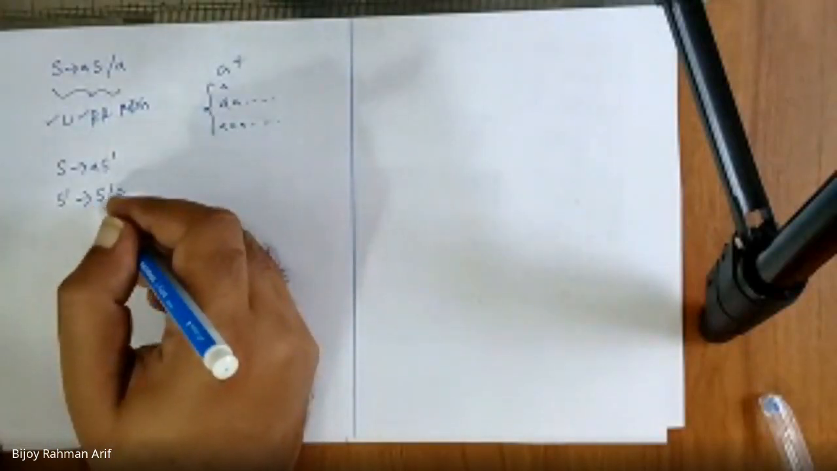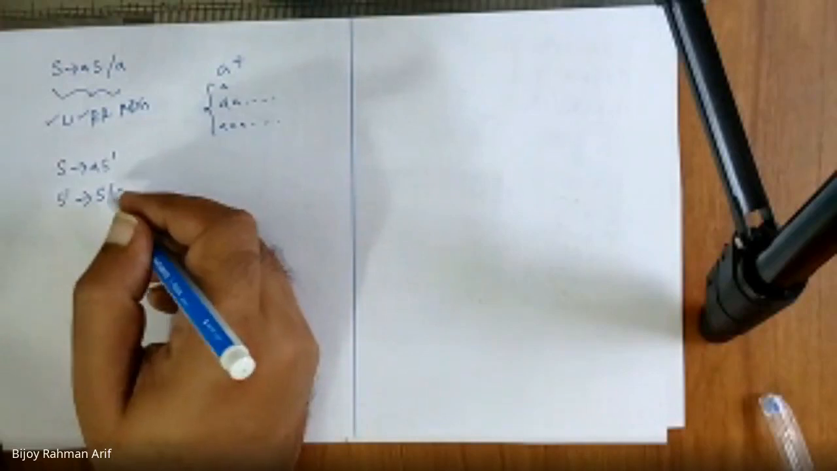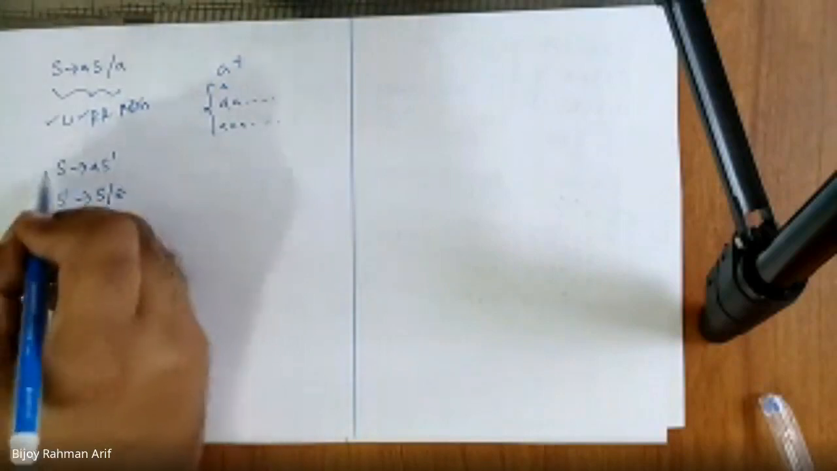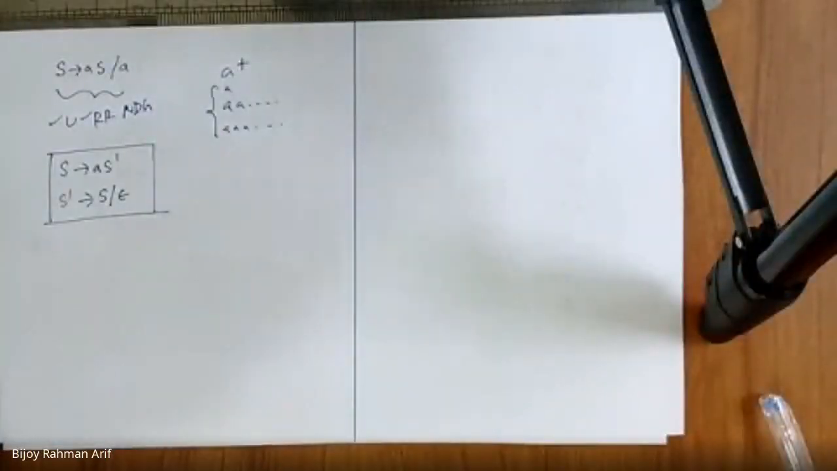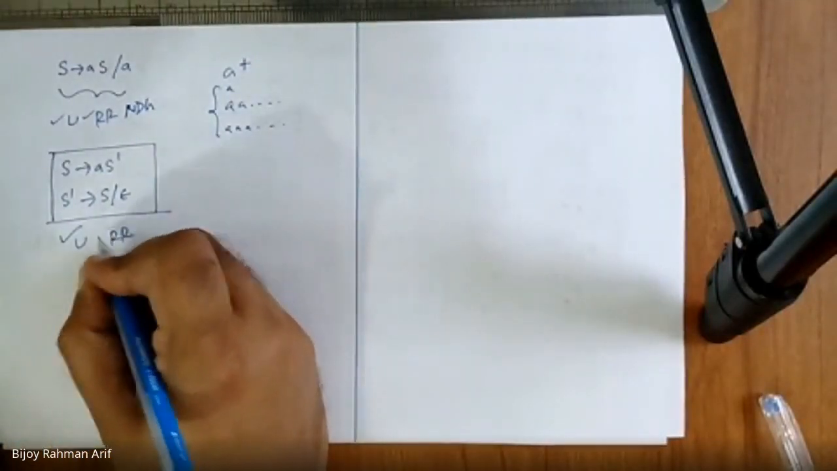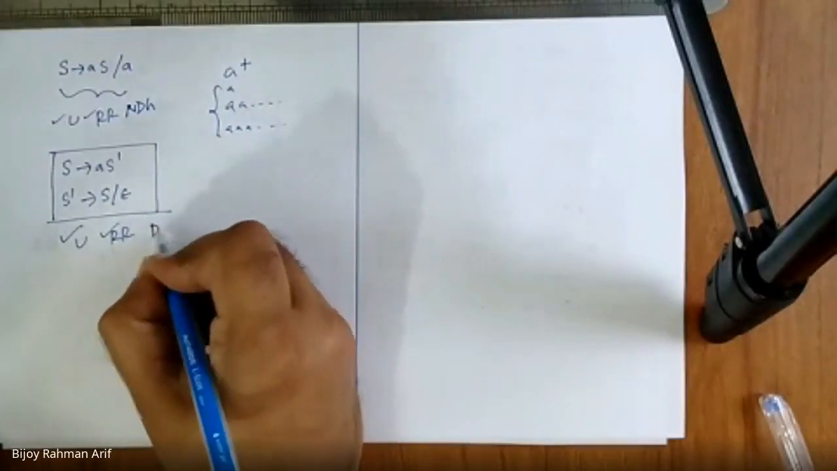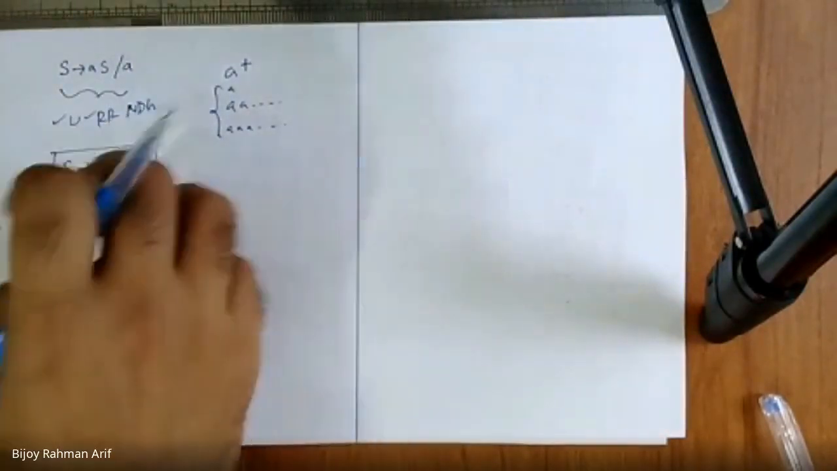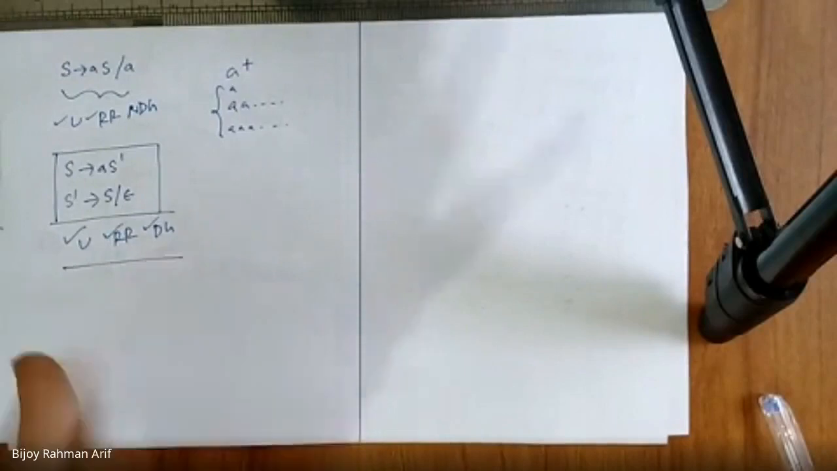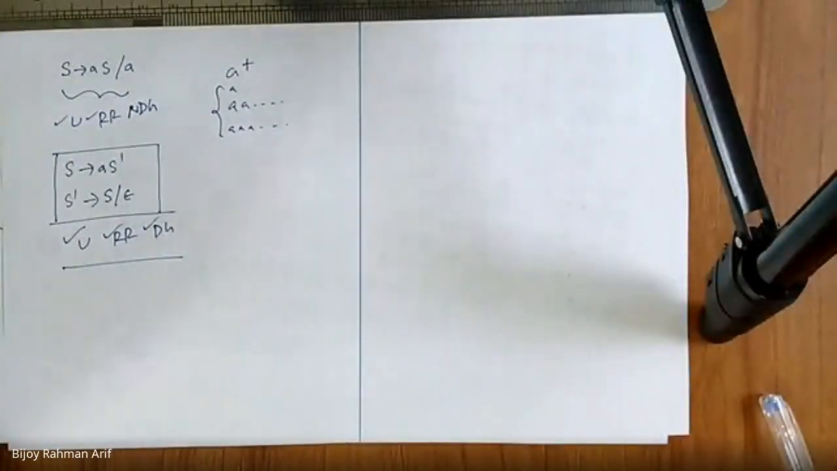Okay, let's take this one. This grammar is unambiguous, this grammar is right recursive, and this grammar is deterministic. Can you convert this grammar to an LL1 parser? Tell me. So all the requirements are fulfilled. But can you use this grammar in the LL1 parser?